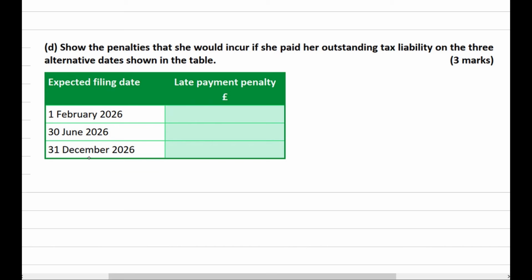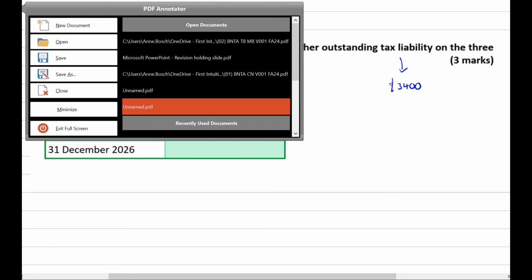So we already know what the outstanding tax liability is. We worked that out in part C. So there's £3,400 outstanding. And the balance in payment, because that's what it is, because she's paid the payments on account already. We've got to maybe think about when it would actually be due, and then we can think about how late she actually is. Let's just go back to the question.